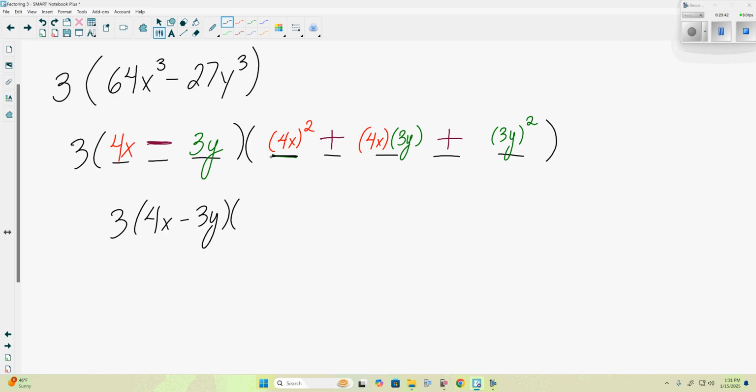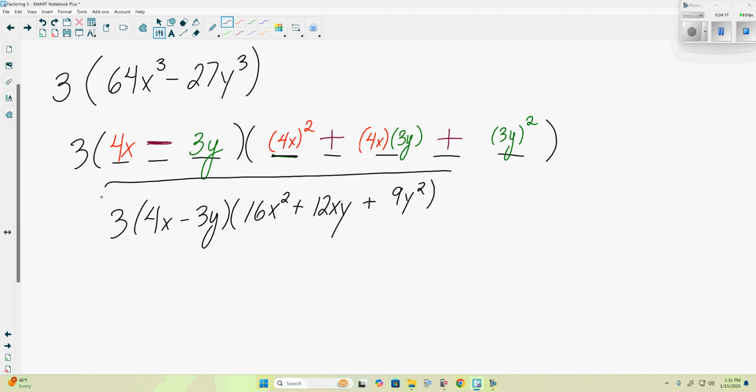Now we do need to do some simplifying in our other set of parentheses. The first one we're simplifying is 4x squared. So if we square 4x, so 4x times 4x, 4 times 4 is 16. x times x is x squared, telling us that it's 16x squared. Our 4x times 3y, our 4 times 3 is 12, and then we have xy, plus 3y squared. 3y times 3y, 9y squared. And that's it.